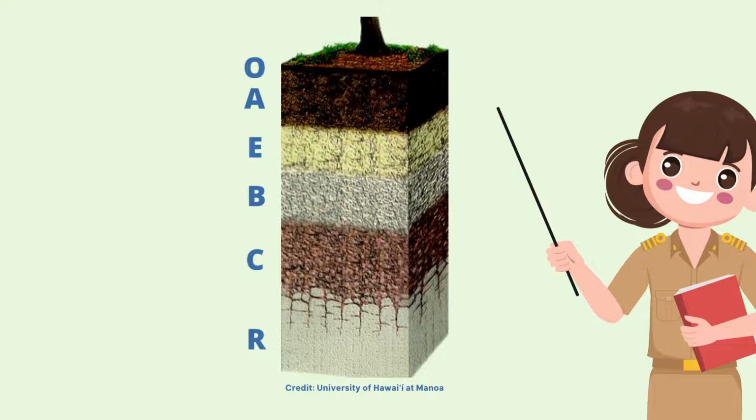Now, this layer is not present in all soils, but it's often found in older soils and forest soils. When you hear me talk about leached or leaching, I'm simply referring to draining. The B horizon is rich in minerals that have leached from the A or E horizons and have accumulated there.